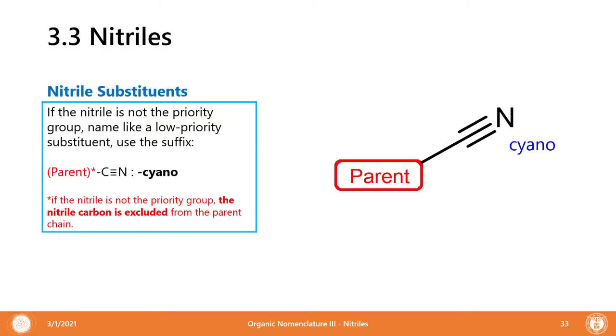Nitriles, when named as substituents, use the prefix cyano. Okay? Note that the cyano carbon is also included in the substituent name and must not be part of the parent chain. So whether linear or cyclic, this carbon in the cyano substituent is not part of the parent chain.